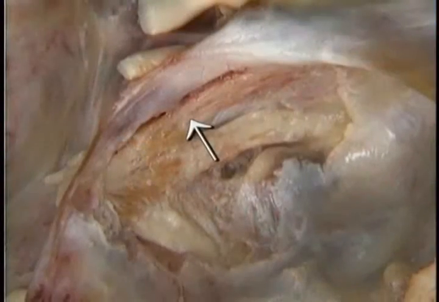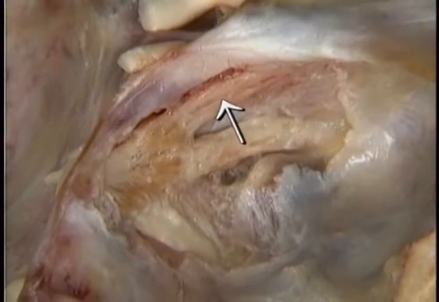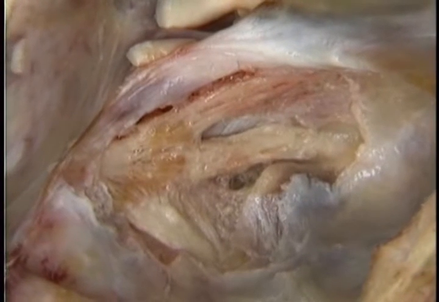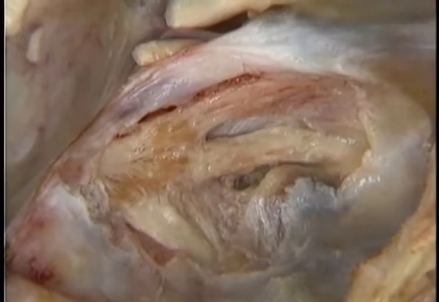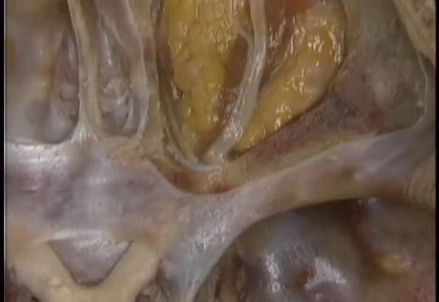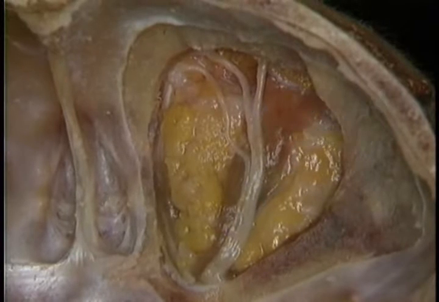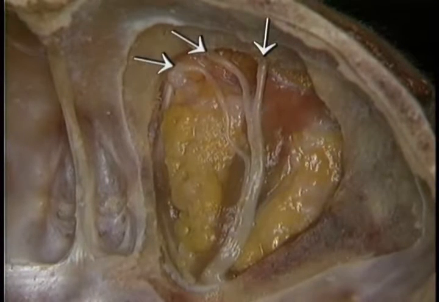The first branch of the trigeminal, the ophthalmic nerve, passes forwards through the superior orbital fissure. As it passes through the fissure, it divides. It gives off the frontal nerve, which runs just beneath the roof of the orbit, and divides into cutaneous branches which go to the forehead.